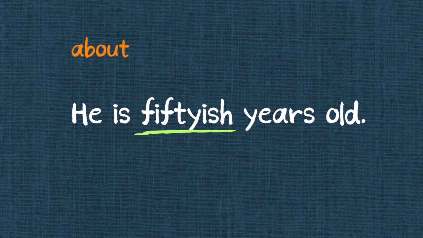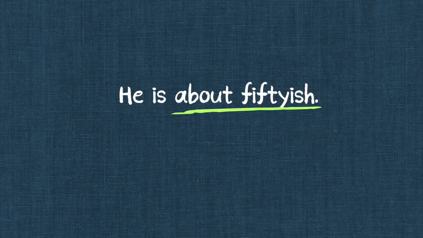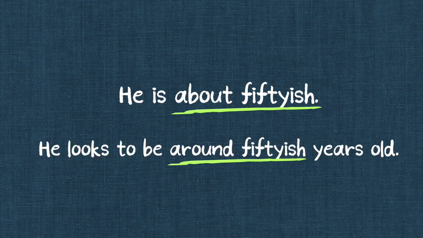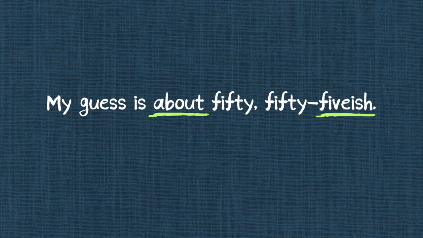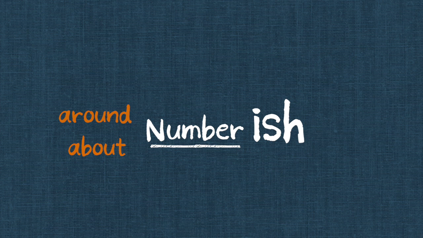We often use the words about or around with ish to express this too. For example, he is about 50-ish, or he looks to be around 50-ish years old, or my guess is about 50, 55-ish, which means between 50 or 55 approximately. So around and about can be used with numbers.